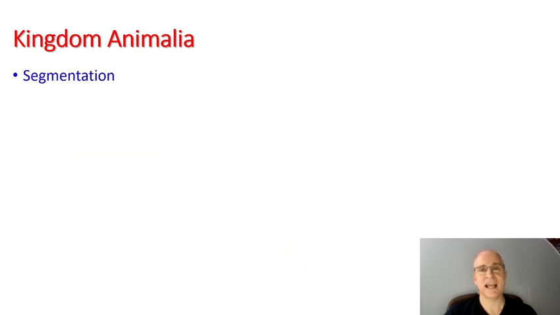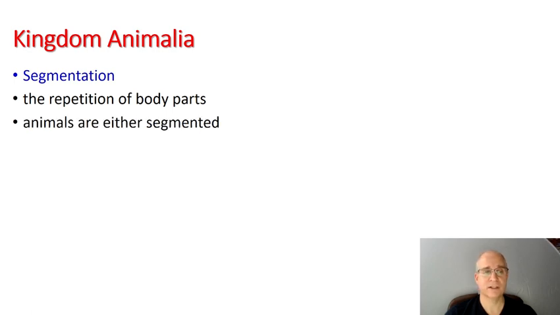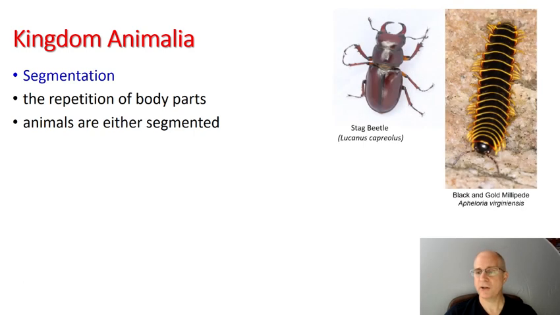All right, we also see that some animals have segmentation. What I mean by segmentation is the repetition of different body parts. So animals are either going to have segmentation or not. Here you see the really pretty black and gold millipede and the stag beetle. These definitely have segmentation. With the millipede, you can see here's a segment, and it's going to have 2 pairs of legs, and then here's another segment, which is going to have 2 pairs of legs, and so on and so on.